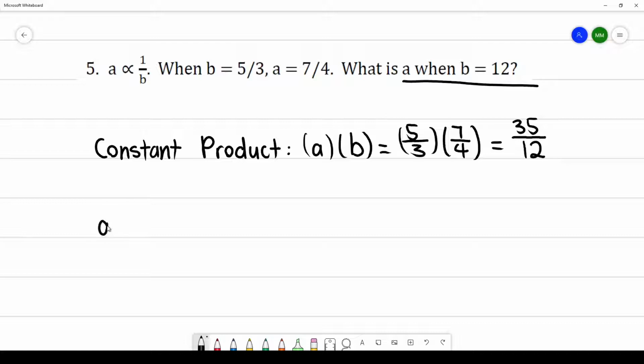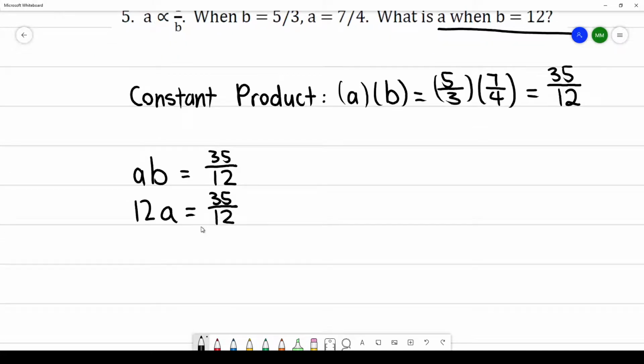And then we just use this condition. So ab is equal to 35 over 12. So then 12a is equal to 35 over 12, because I just substitute in b equals 12. And then for a, we divide 12 on both sides.